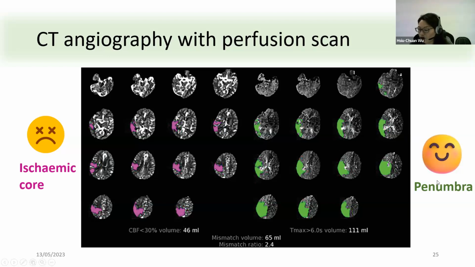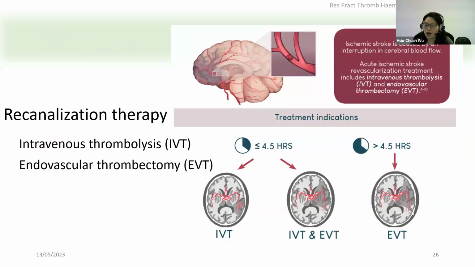But then we also calculate the area we call the penumbra. Remember, that's the area around the ischemic core. That's the area still salvageable. So we can decide the amount of salvageable brain tissue and decide whether this patient, who suffers from stroke but is recognized at a very early time, is able to receive reperfusion therapy. By reperfusion therapy, I mean either intravenous thrombolysis or endovascular thrombectomy. Intravenous thrombolysis means we inject some kind of medicine into your blood vessel, usually in your arm, and the medicine will travel all the way to your brain and lyse the blood clots that block your blood vessels in your brain.